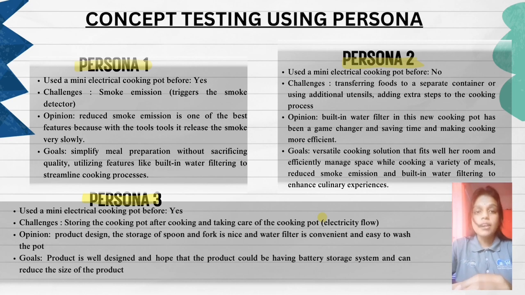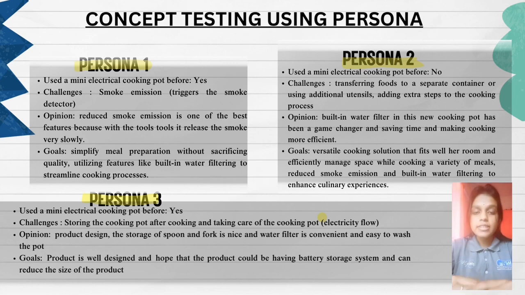Persona 1 mentioned the smoke emission, because whenever she tried to cook at high temperature, it will spray smoke and sometimes trigger the smoke detector. Persona 2 mentioned that in a conventional mini cooking pot, filtering water or ingredients, transferring them to a separate container or using an additional utensil, adds extra steps to the cooking process. While the third persona mentioned storing the cooking pot after cooking. And persona 3 also mentioned that taking care of the cooking pot is very difficult.